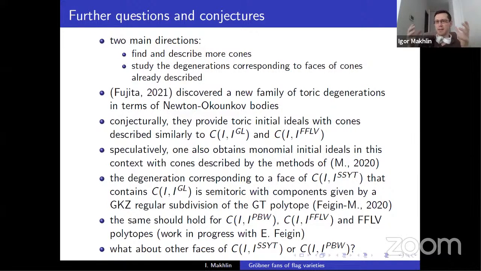But these were only the faces that are either contained in the toric face or that contain the toric face, and then there's a whole lot of faces which are in neither of the two classes, and of course describing these degenerations is a whole different problem. But this is something that should probably be done.